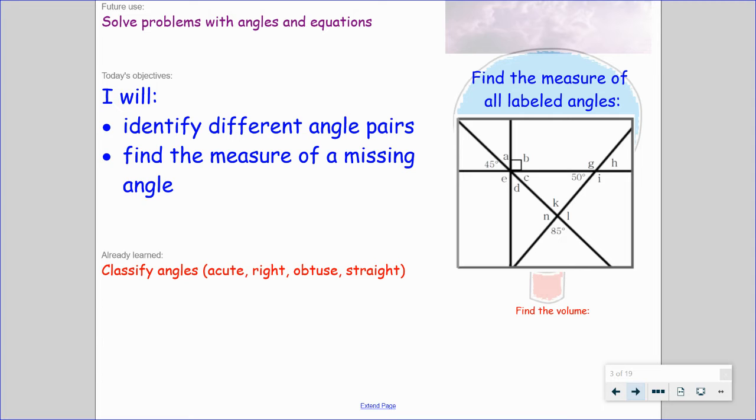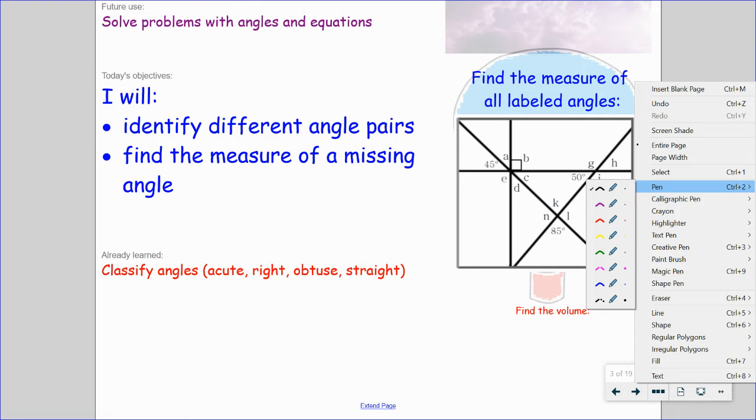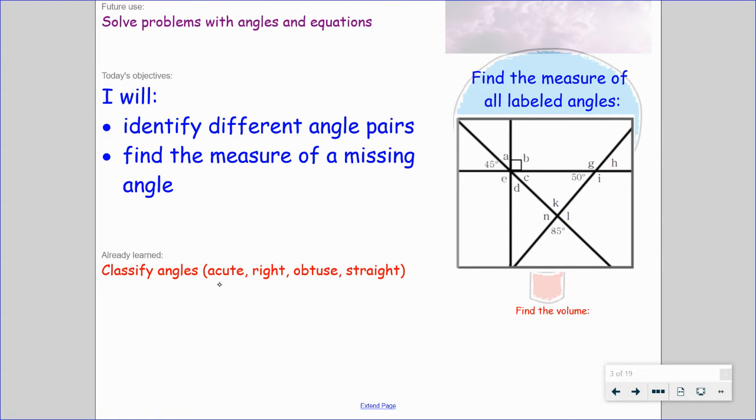Today you should be able to leave this lesson saying, I know how to identify different angle pairs, and I know how to find the measure of a missing angle. Now think about this. In the past, we have classified angles like, say, acute angles and right angles. Of course, you have to have that symbol to display that it's a right angle. Obtuse angles that are larger than 90 degrees, and of course, straight angles that are exactly 180 degrees.